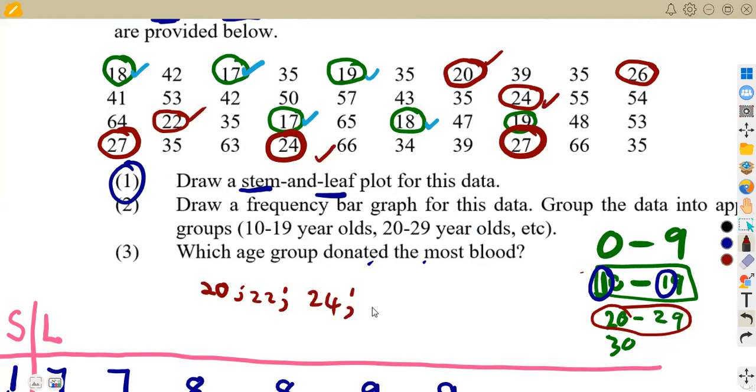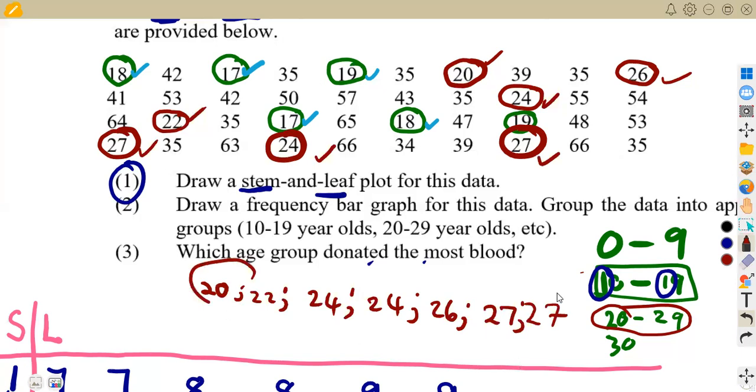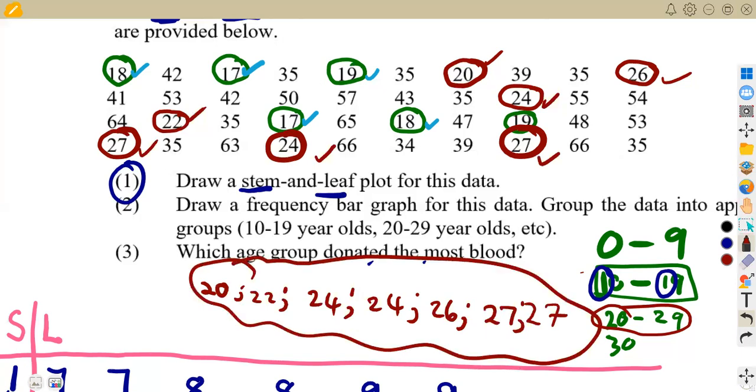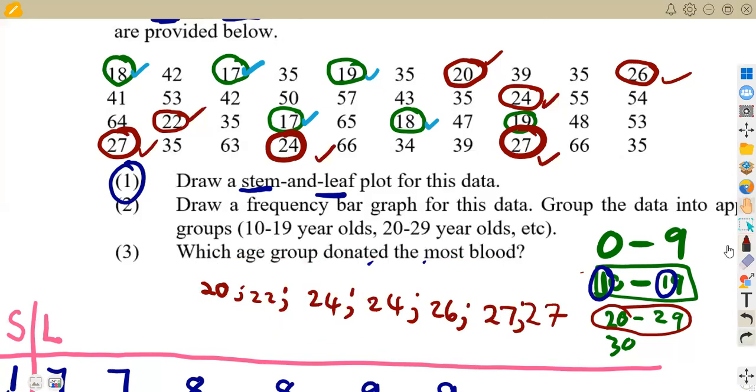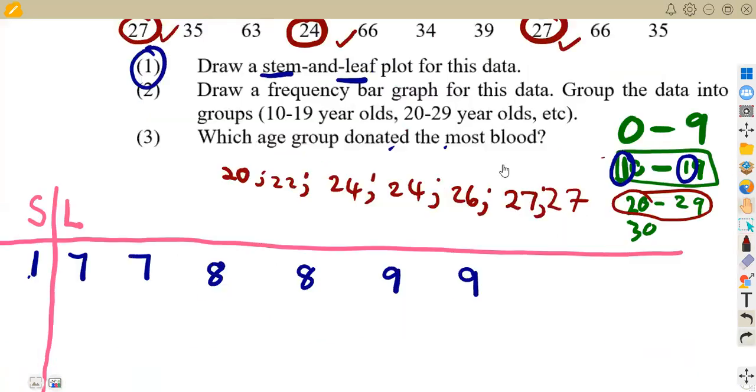Another 24 here. Okay. Followed by what? From 24 we go to 26. From 26 we go to 27. And there is another 27 here. These are all the numbers, but we just wrote them in order of size, in ascending order from 20 to 27. So these are the numbers that you're going to present.